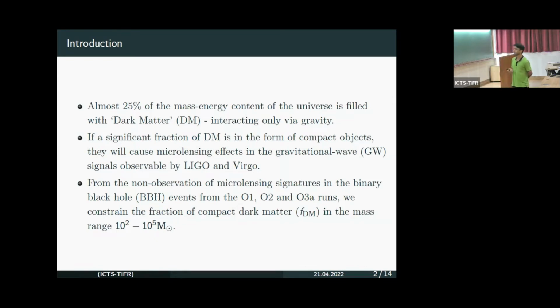For people who are not aware of these terms O1, O2, O3A, these refer to the observing runs of LIGO, and here FDM means the fraction of compact dark matter. It ranges from 0 to 1. If FDM is equal to 1, it means all the dark matter is in the form of compact objects, and if it's zero, then there is no dark matter in the form of compact objects.